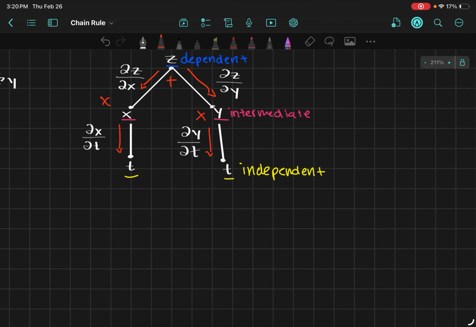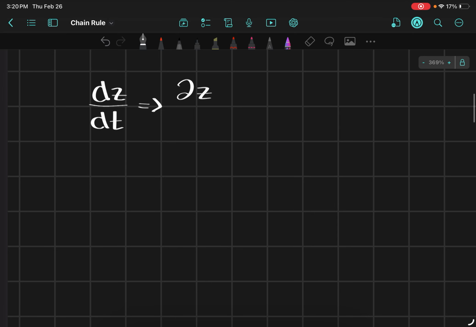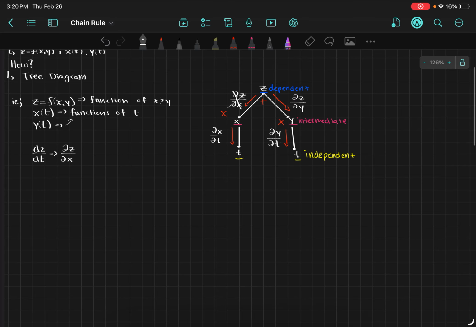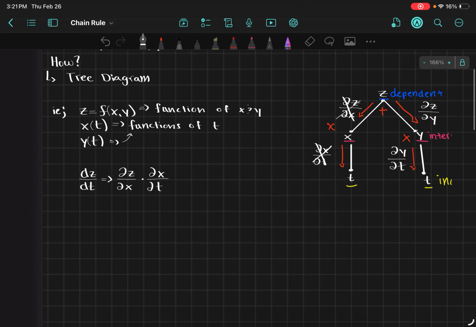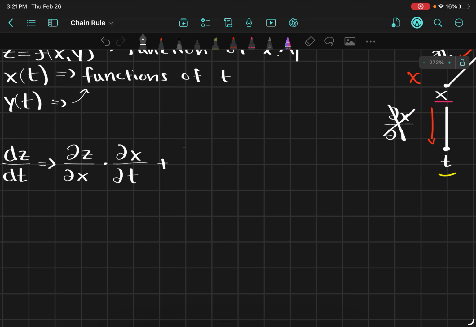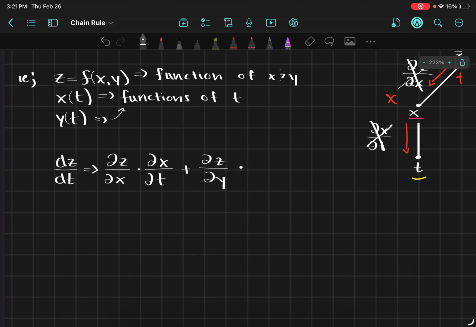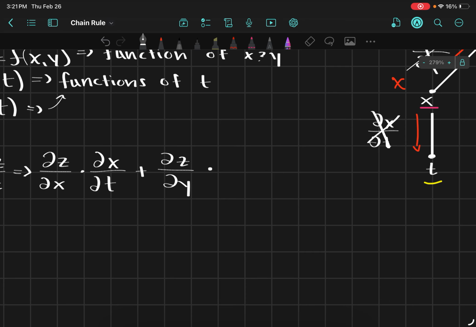What we're essentially going to do here is multiply along each route and add them together. So what is our dz/dt going to look like? It is going to look like the partial of z with respect to x, going down our tree, times the partial of x with respect to t. Going down the other side, we have plus the partial of z with respect to y multiplied by the partial of y with respect to t.